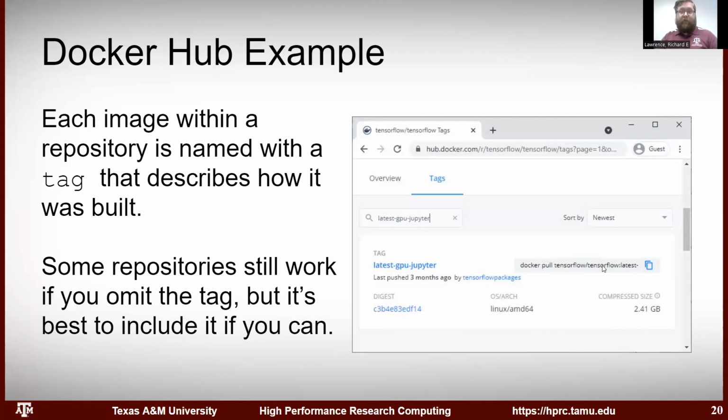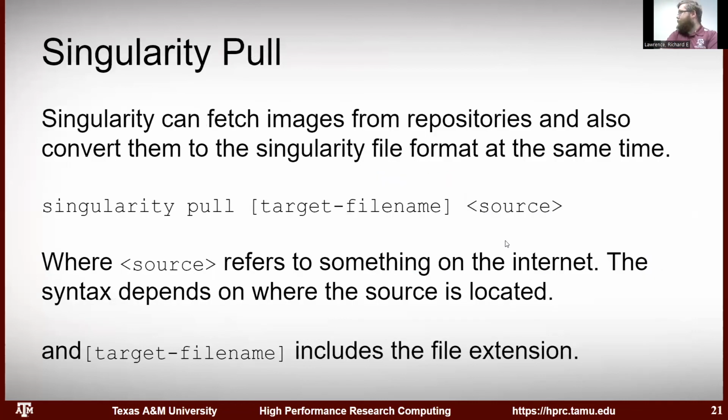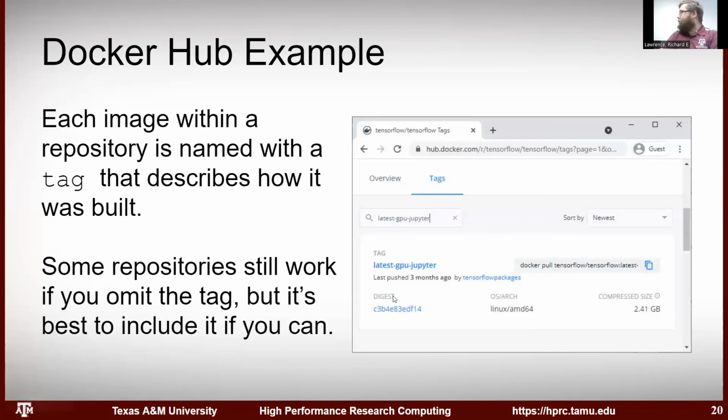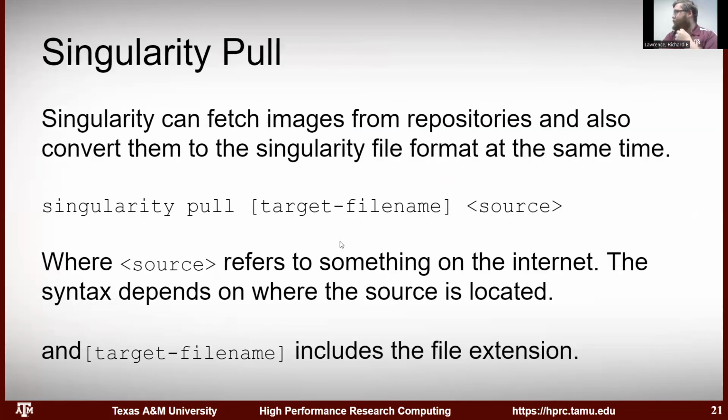But we are not using the Docker runtime, we're using the Singularity runtime. So you want to take the information that you see here, and we're going to modify it a little bit to use with Singularity. On the previous page, it suggests you would use the Docker pull command, but we are actually going to use the Singularity pull command, which is not exactly the same. There are a few differences.